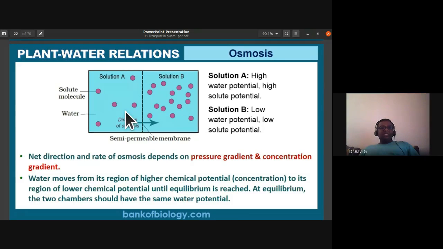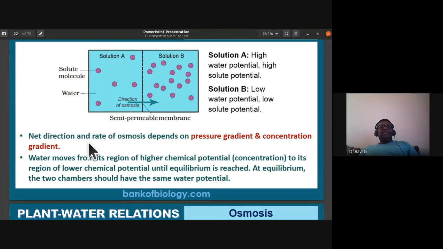So what is the direction in which the water flows? They are separated by a semi-permeable membrane. So the water flows from solution A to solution B. Water always moves from the higher water potential and higher solute potential to the lower water potential or lower solute potential through a semi-permeable membrane. So the more the amount of solutes, the lower is its solute potential.